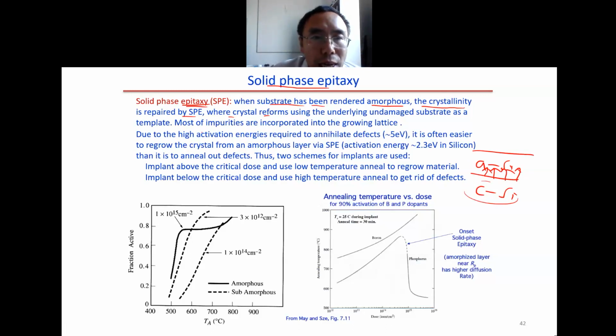Because of the high activation energy required to annihilate a defect, we need 5 electron volts to kill the defect. It's often easier to regrow the crystal from the amorphous layer via this SPE process, because the activation energy is only 2.3 electron volts. To recrystallize the amorphous silicon from single crystal silicon, we need only 2.3 electron volts. But to kill the defect, we need 5 electron volts.